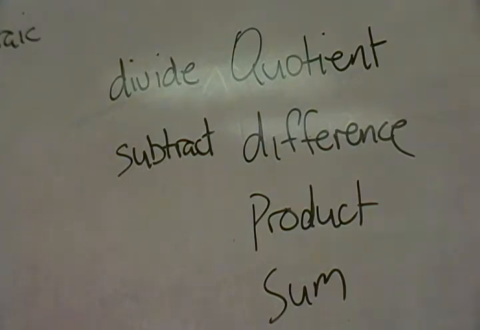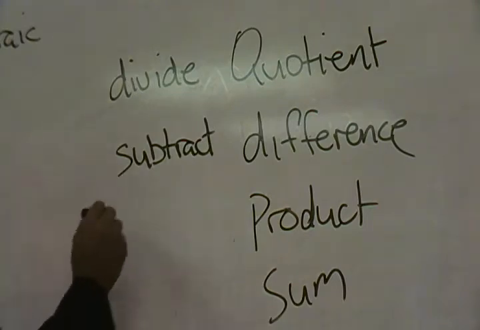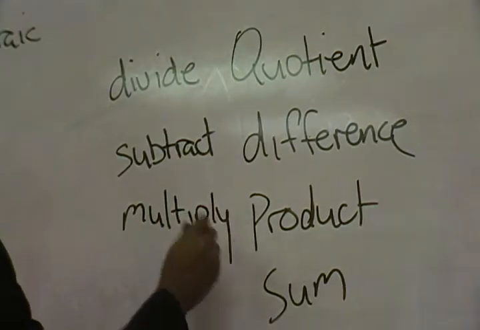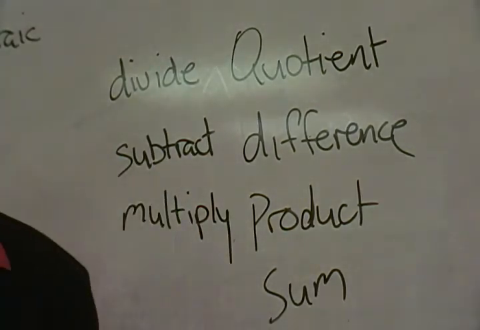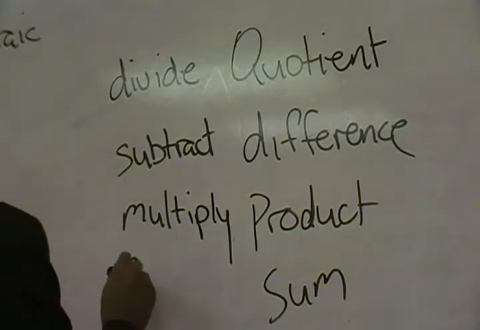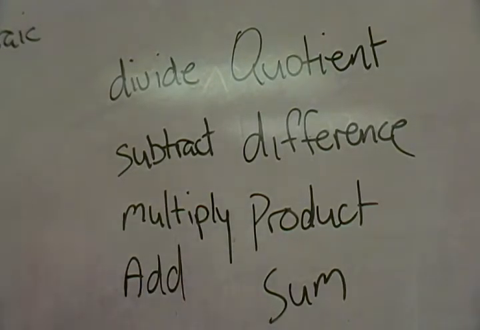All right, what do we do to get the product? Sherry, what do you do to get the product? Multiply. You're both right. Multiply to get the product. And the last operation is what? What do we do to get the sum? You already know that. You add. You add to get the sum.